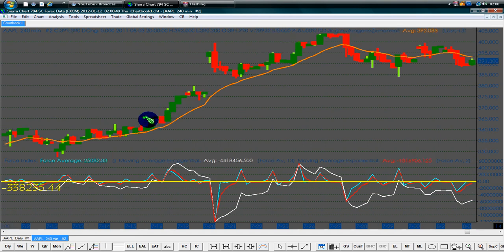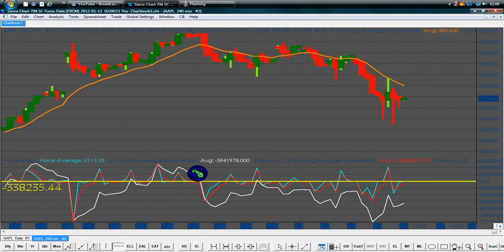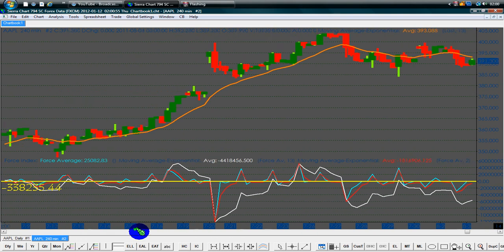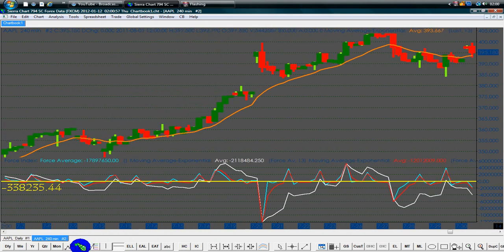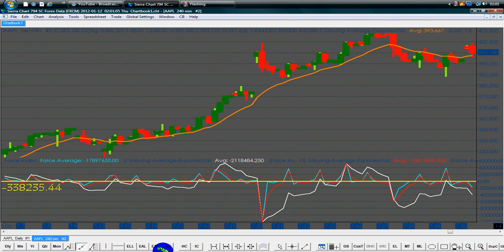So how can one trade the force index? One can perfectly draw a trend line, and one can know exactly what is taking place in the market. For instance, here I will draw a trend line. Moment please, I will remove this one and draw another one. I will erase that. Moment please, I'll get there soon.